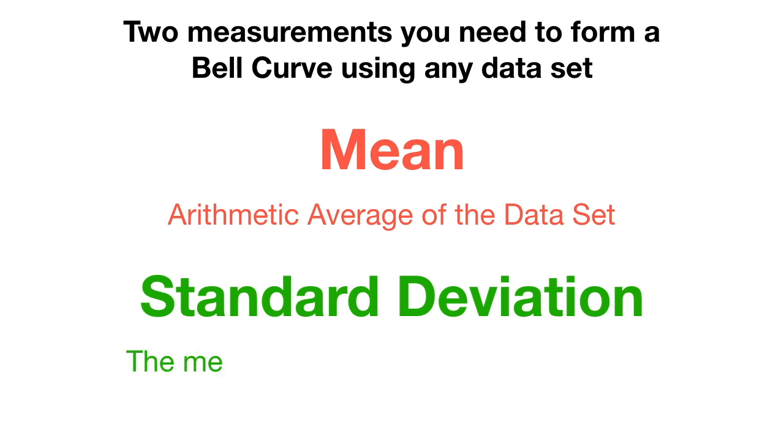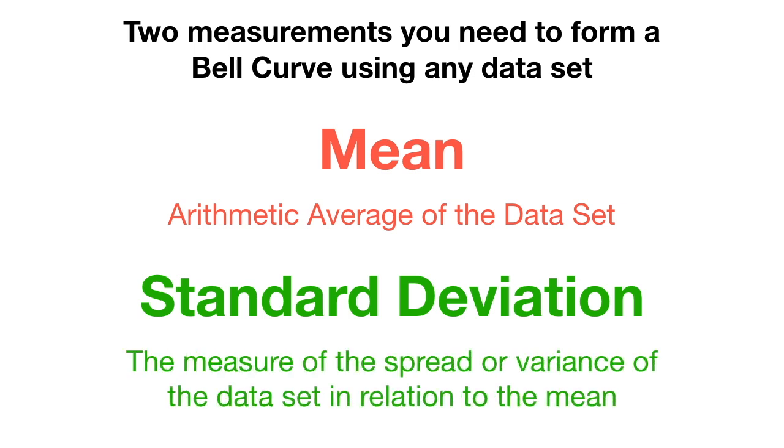And the standard deviation is the measure of the spread or variance of the data set in relation to the mean. This is a fairly complex formula that is posted in the video below. For this assignment, you do not need to know the formula. If you want to try out the formula yourself, you can do that, but you can just use the quick calculation that we'll do in the later part of the video.